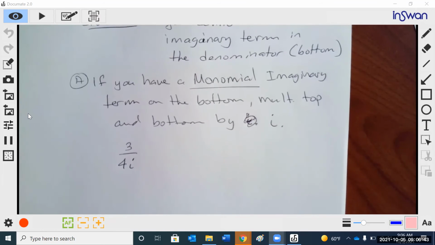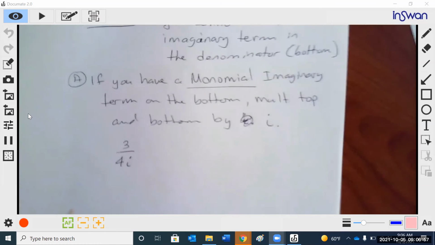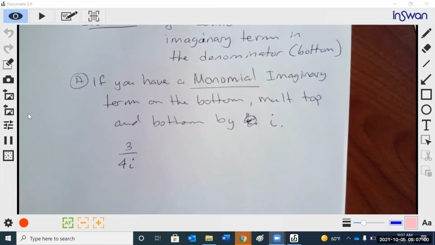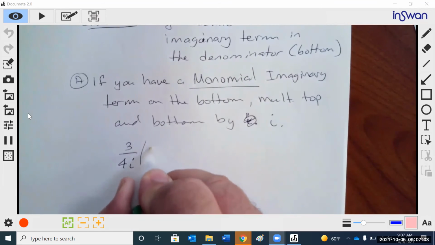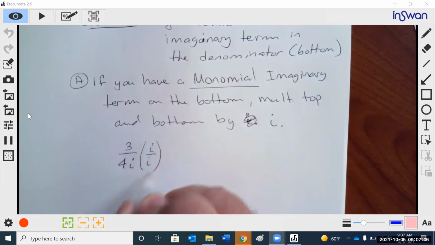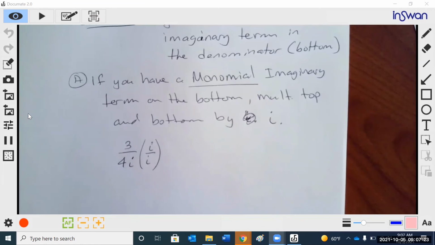So if we had this, only one term on the bottom, and the i is on the bottom. If the i is not on the bottom, you don't have to worry about it. But since there's an i on the bottom, we have to get rid of it. How do we get rid of it? Multiply the top and the bottom by i. What is i divided by i? Anything divided by itself is what? Yeah. 3 divided by 3 is 1. And all I'm doing is multiplying by 1.